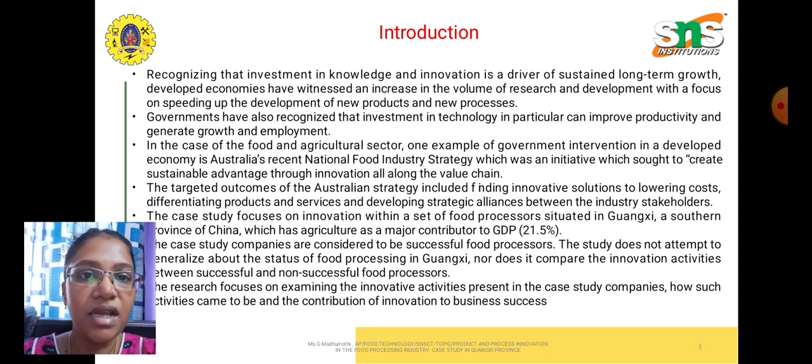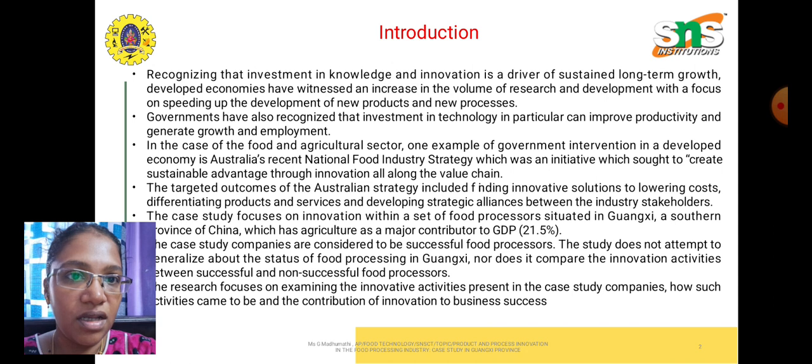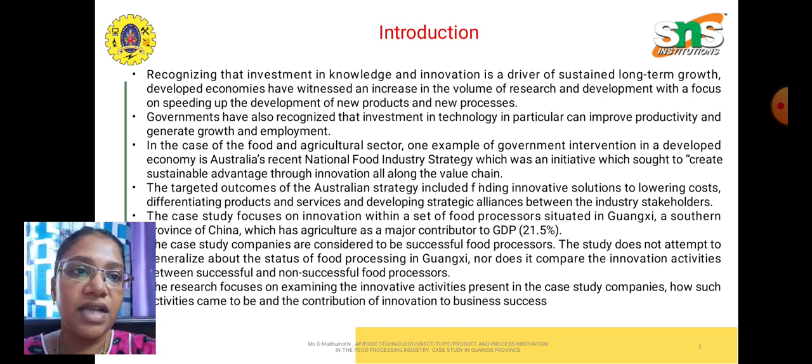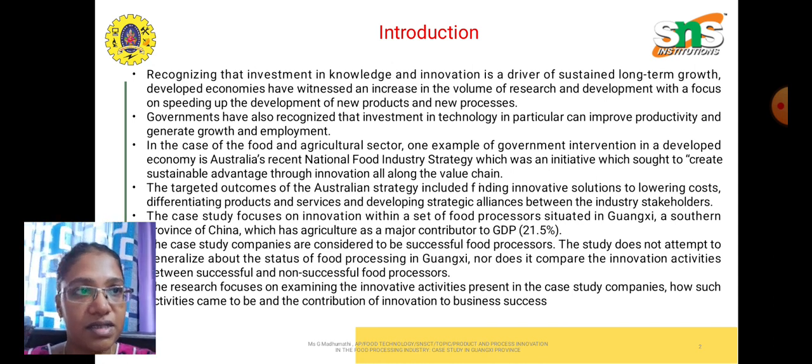So mainly this case study focuses on innovation within a set of food processors situated in Guangxi, a southern province of China, which has agriculture as a major contributor to the GDP. It contributes nearly 21.5%. The researcher mainly focuses on examining the innovative activities present in this case study and the contribution of innovation to business success.